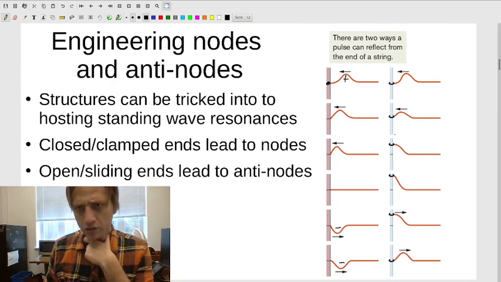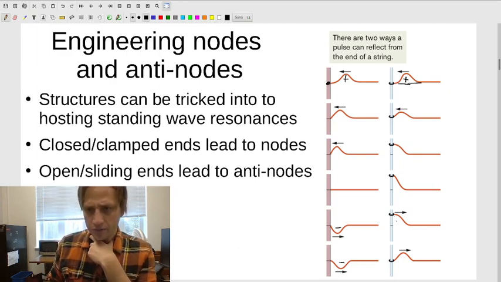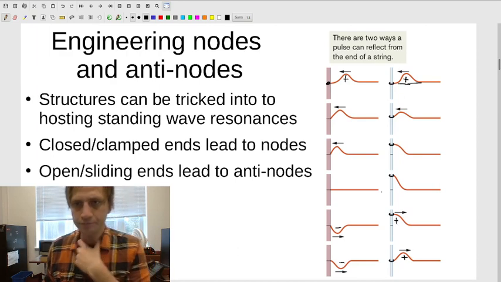On the other hand, this could be different if you have a sliding loop on the end. In this case, this displacement is above the equilibrium line, and then when it comes back, the hoop is able to slide up and down nicely, and so it also comes back above.